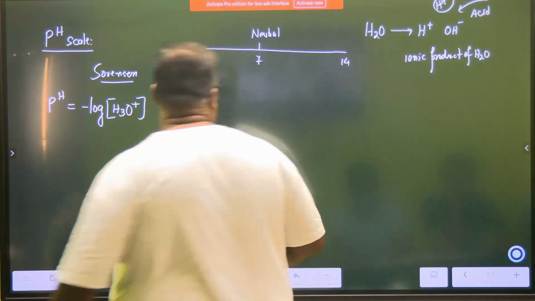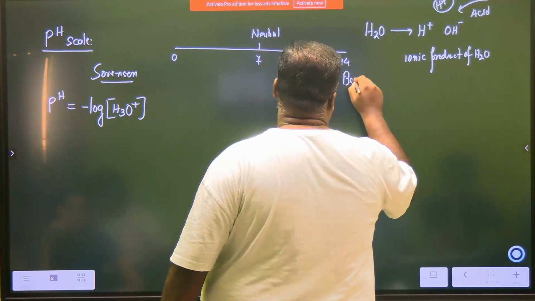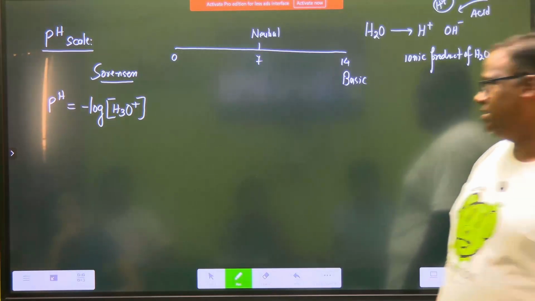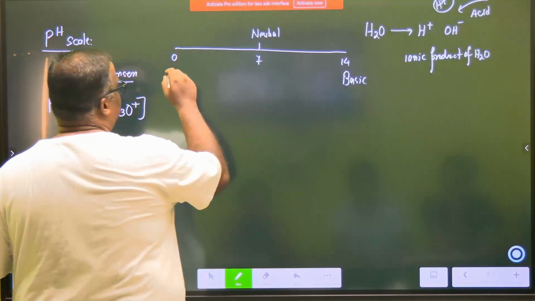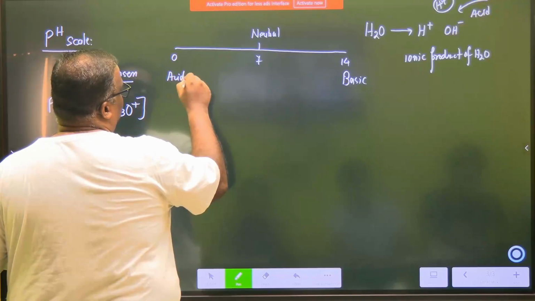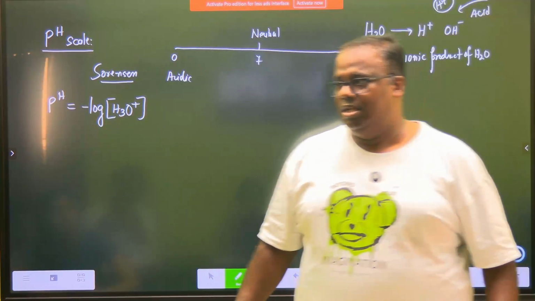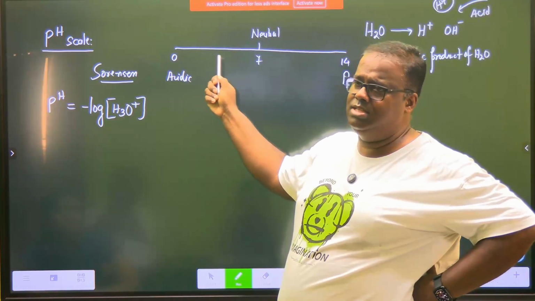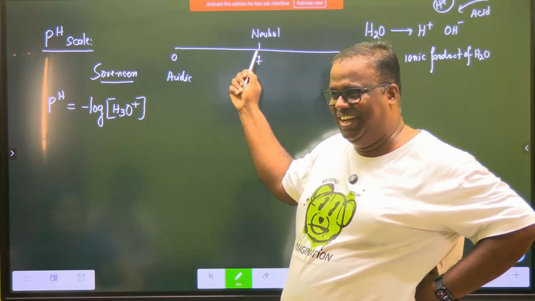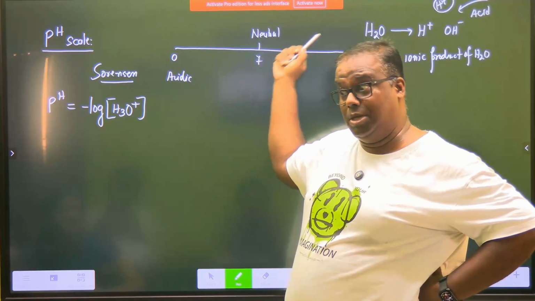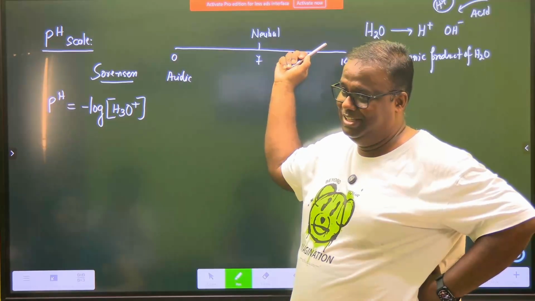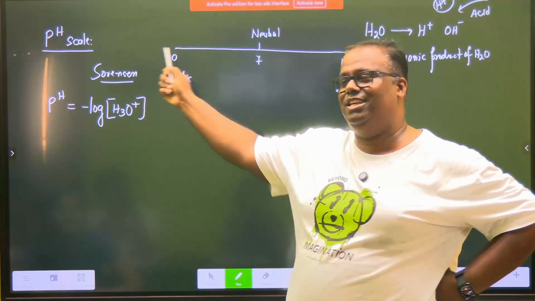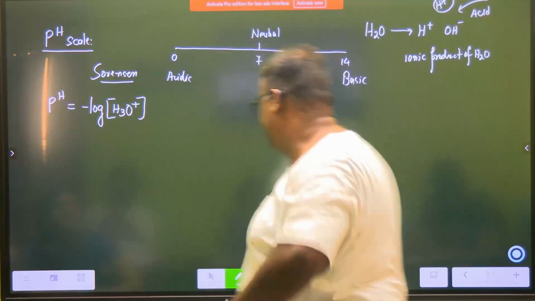So, when you go to 14, at 14 you are a 100% basic solution. Dangerous. Very highly basic. And at 0, you will be 100% acidic. Now it makes sense. The sense is that if you are a weaker acid, now see, acidic, less acid, less acid, less acid, less acid, water, basic, very basic. And come from this side, basic, and water, acidic.